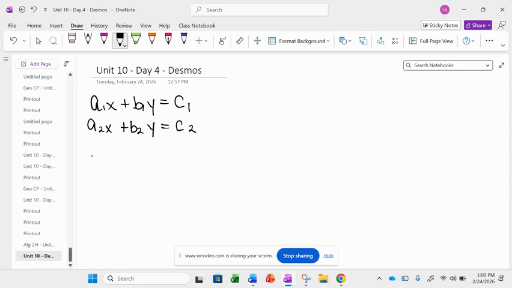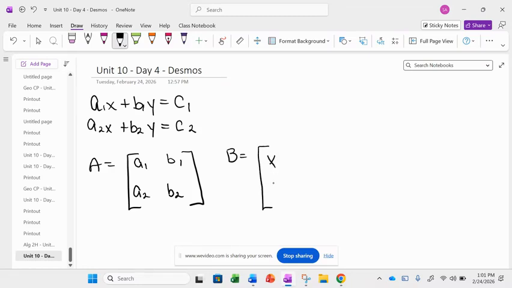So let's say matrix A is the coefficient matrix. So it's A1, B1, A2, B2. I say matrix B is the variable matrix, X, Y. And I say matrix C is the constant matrix, C1, C2.